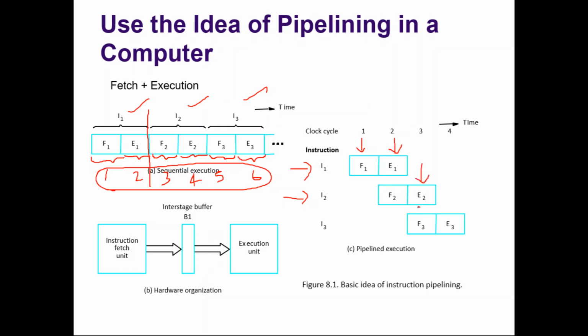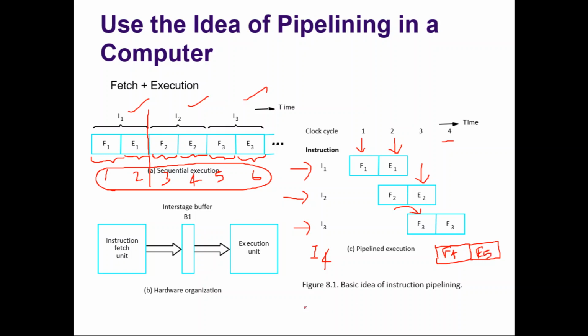During the third clock cycle, the fetch unit is again free, so instruction 3 can be fetched, and it can be executed during the fourth clock cycle. So now with pipelining, 3 instructions are completed in just 4 clock cycles. Let us go further. If there is another instruction I4, it can be fetched during the fourth clock cycle and executed during the fifth clock cycle, that is F4 and E5.